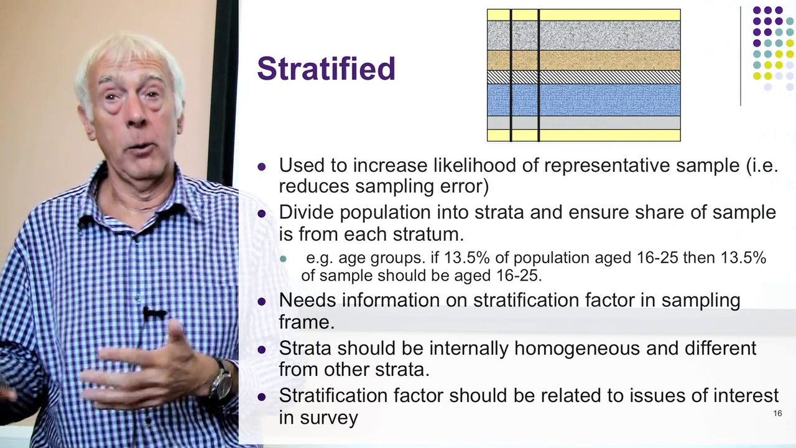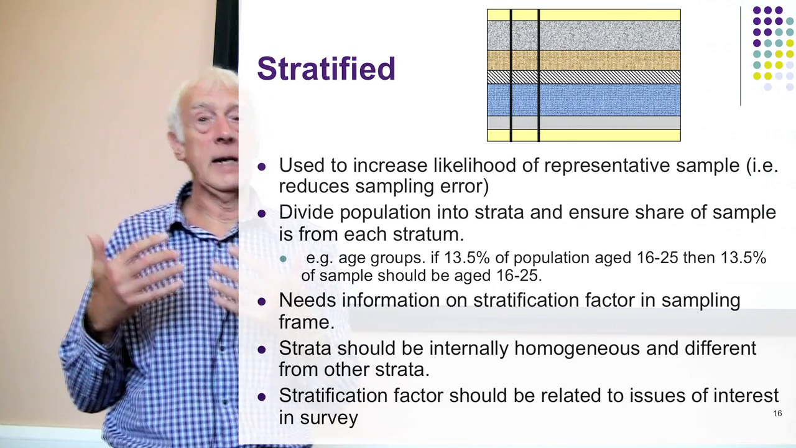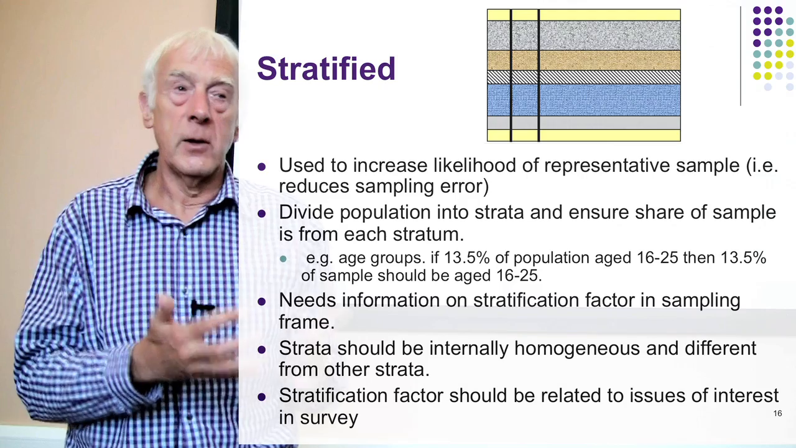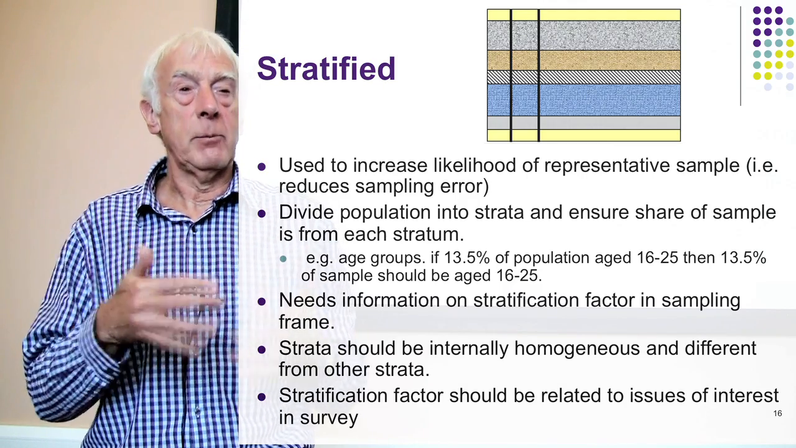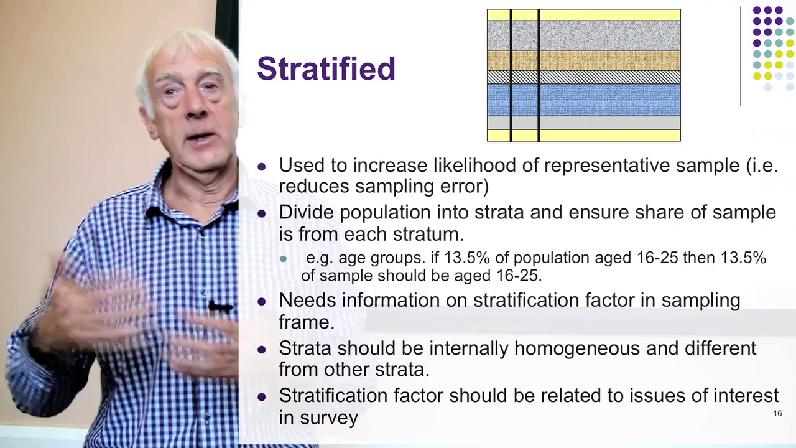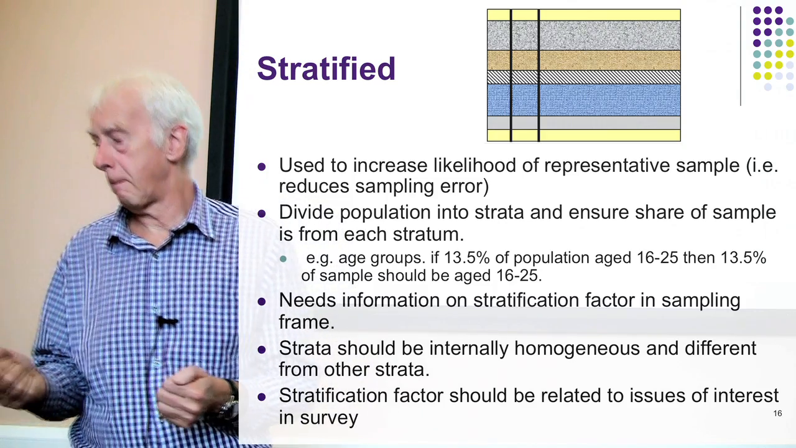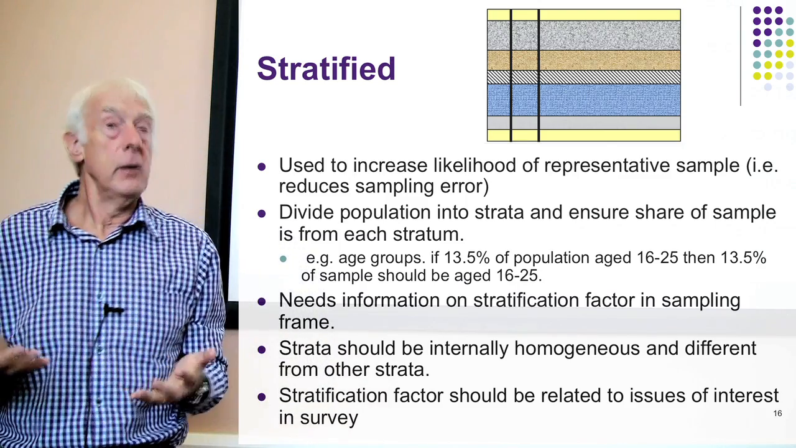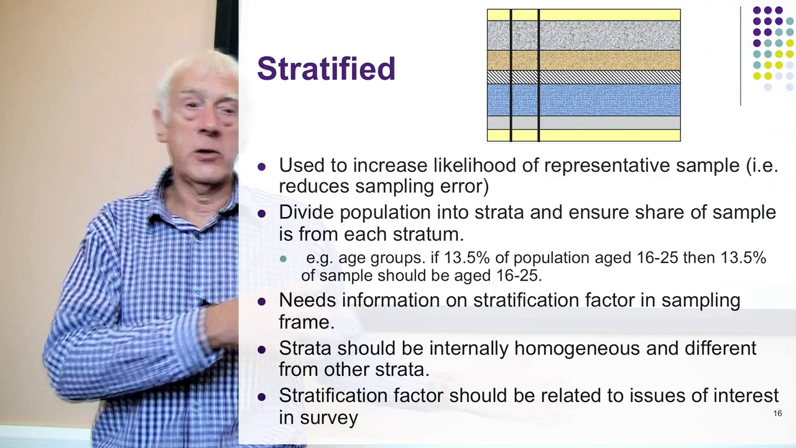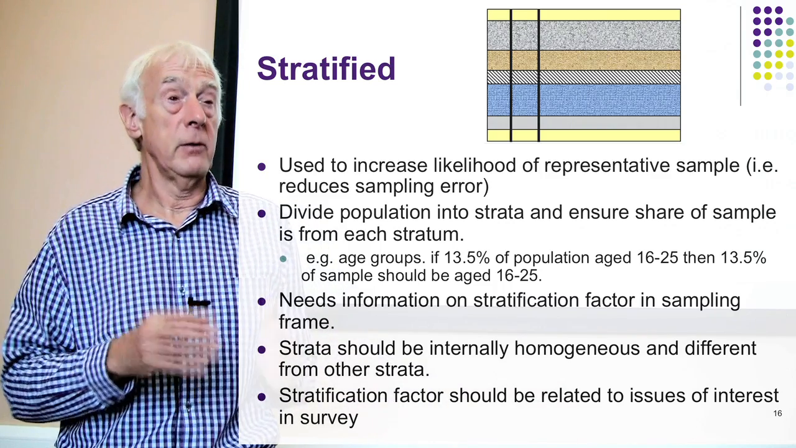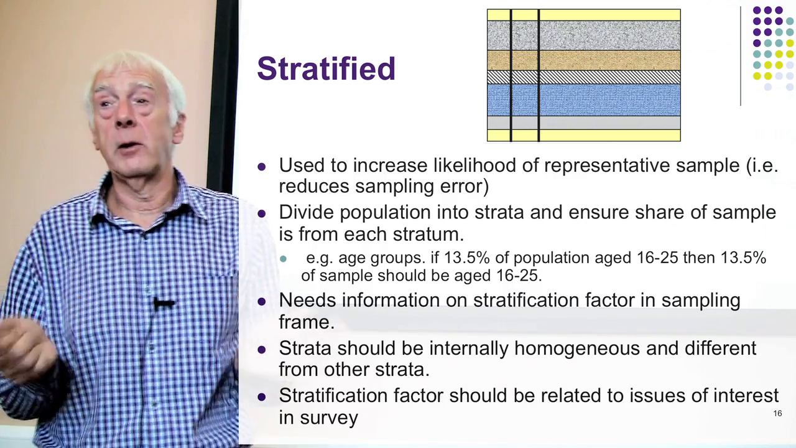And of course, in the case of a human population, what we make sure is that each group within the stratum is in the same proportion in our sample as it is in the population in general. Now, of course, to do that, you need information about the population. And I mentioned this earlier on when I was talking about sampling frames, that you need that information. If you haven't got it, you can't do this.